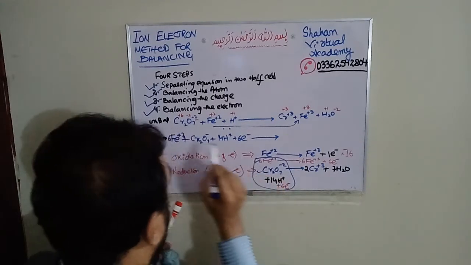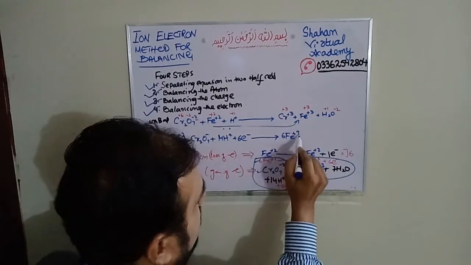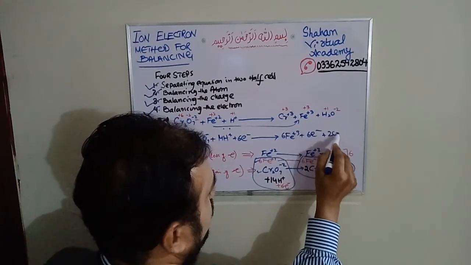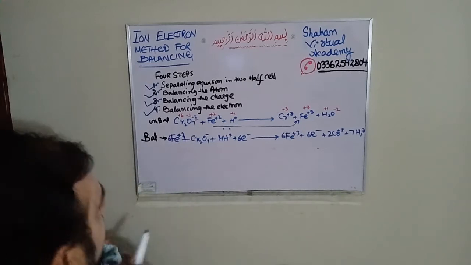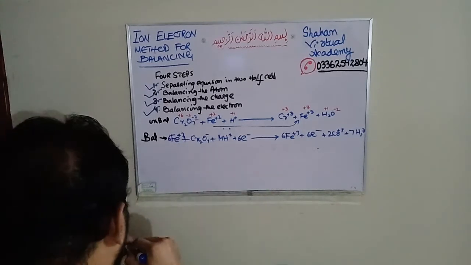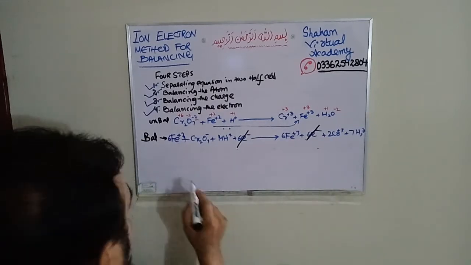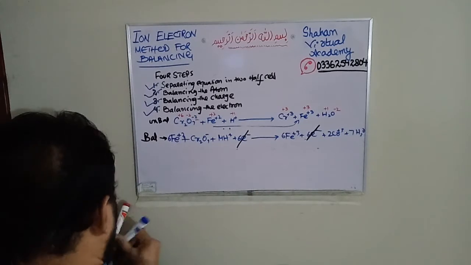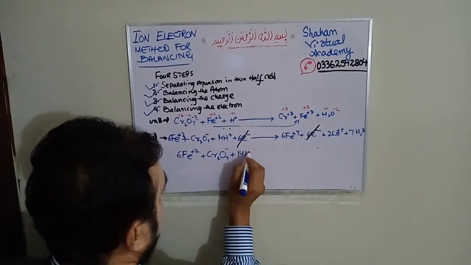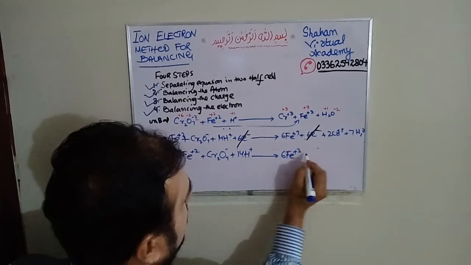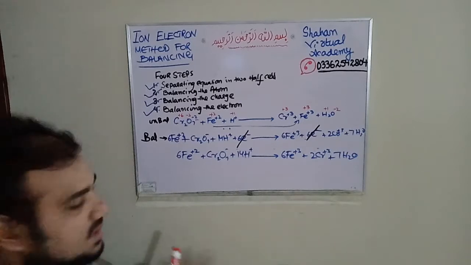You add all of those on the left, and you add all of those on the right: 6Fe plus 3 plus 6 electrons, minus, plus 2Cr plus 3 plus 7H2O. Now we cancel. The 6 electrons cancel out from the left side and right side. So what is on the last? 6Fe plus 2 plus Cr2O7 minus plus 14H plus gives 6Fe plus 3 plus 2Cr plus 3 and 7H2O. This is the balanced equation.